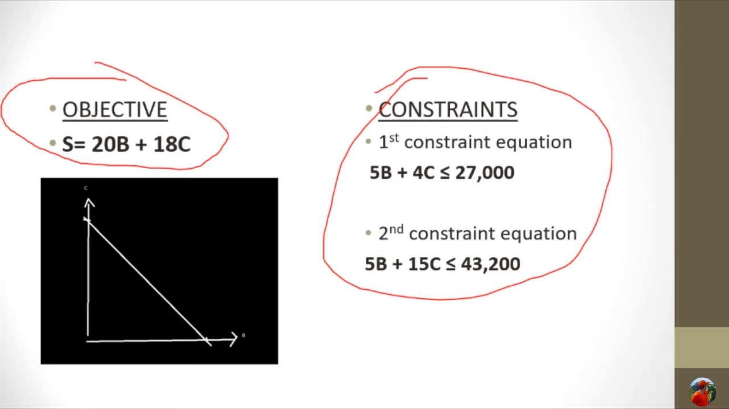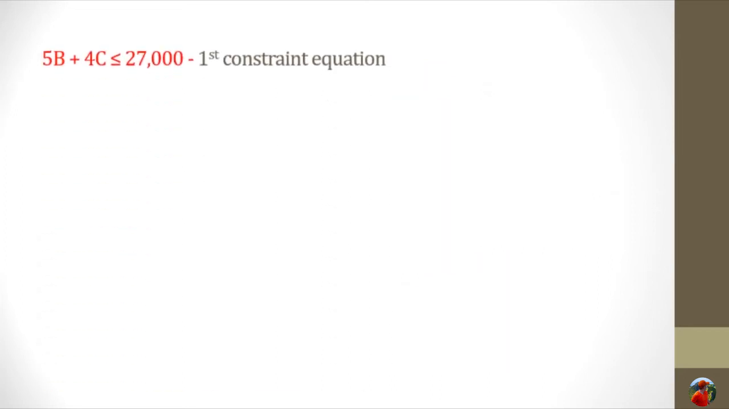So let's focus on making a graph, and we only need quadrant 1. I labeled B on the x-axis and C on the y-axis. And let's plot these two inequalities. So let's start with our first constraint equation: 5b plus 4c is less than or equal to 27,000.